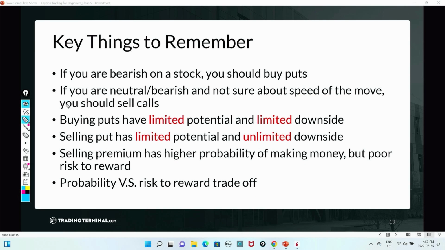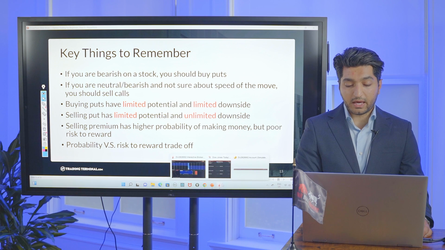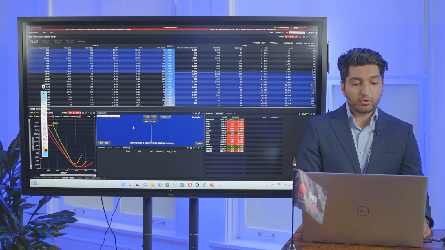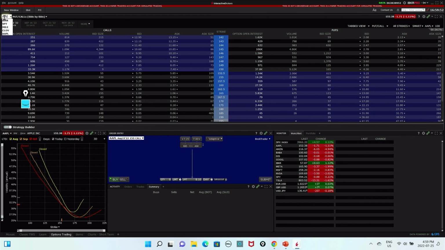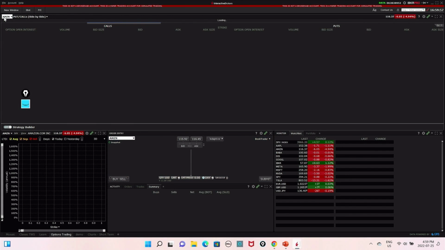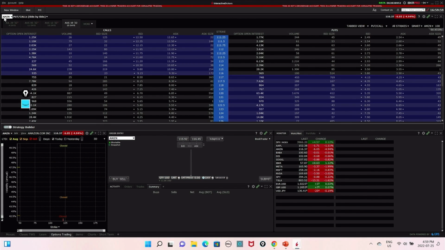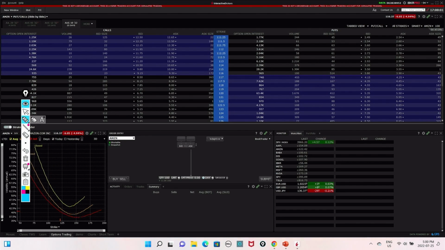So let's go ahead into the option chain and take a look at that Amazon trade together. So again, I'm going back to my Interactive Brokers platform. I'm putting in Amazon, AMZN, that's the ticker, and I'm seeing the option chain. Again, on the right hand side is your calls, on the left hand side is your puts. I'm bearish, so I want to buy some puts and I think the stock's going to go down, so let's go ahead and do that.